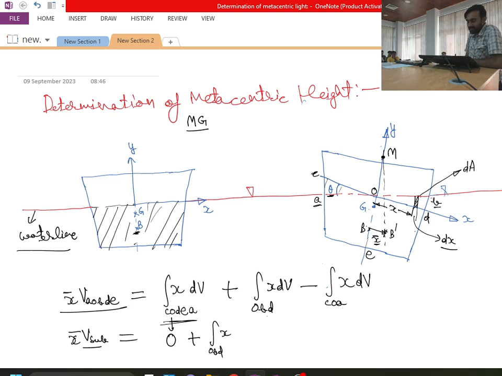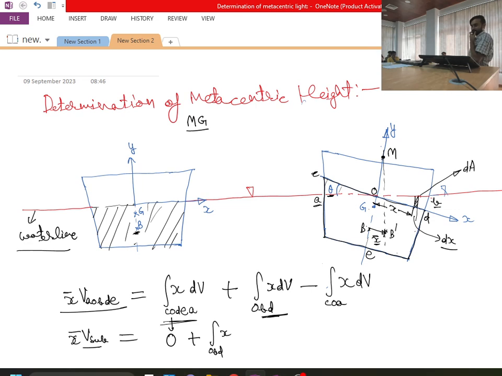Yeah, so OBD I have included in the second term. Right now I am talking about only the first term, which encounters CODEA. Let me again highlight this with the other color. I am talking about right now in the first term about this volume.